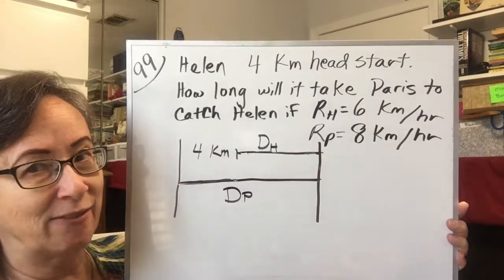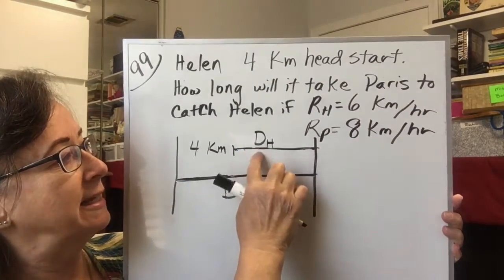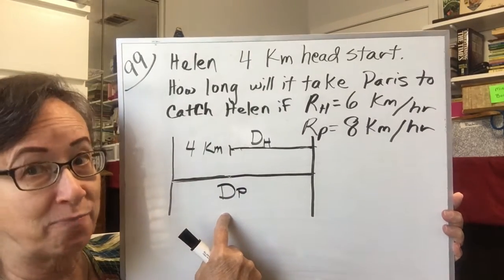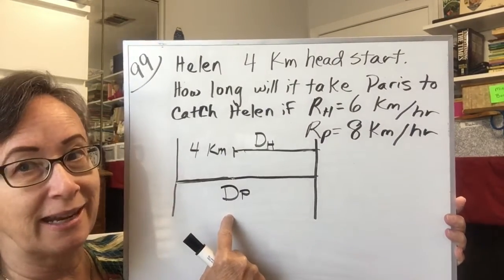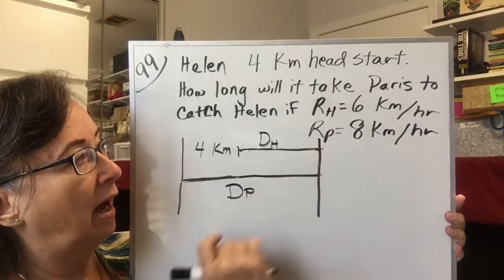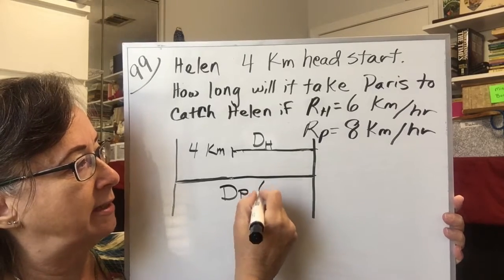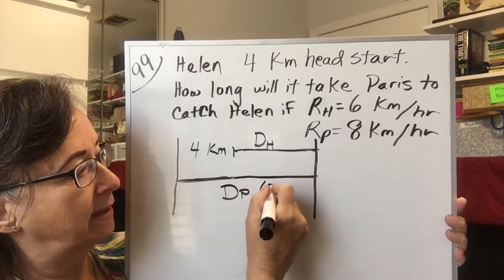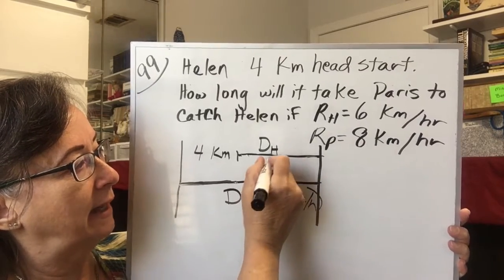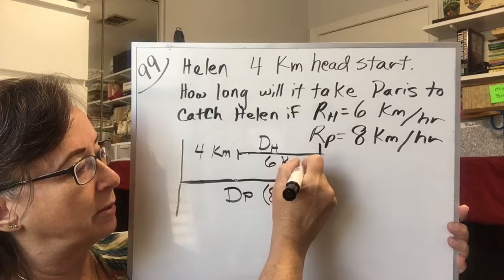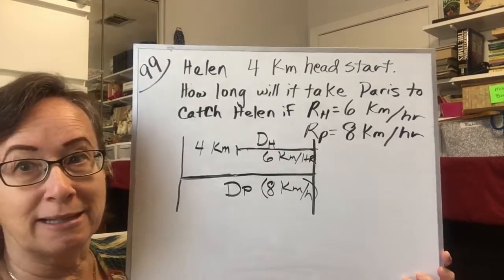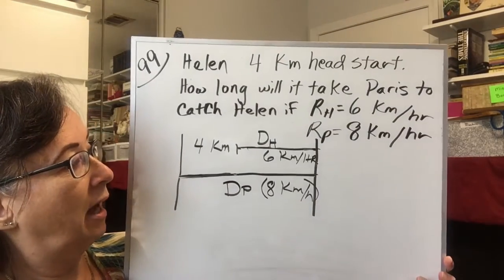So Helen does not have as far to travel, does she? So the distance of Helen plus 4 kilometers is going to be the distance of Paris. So Paris is going to have to book it, and she does go faster than Helen does. So we know that she's going at 8 kilometers per hour, but Helen is going at 6 kilometers per hour. And how long will it take Paris to catch up to Helen?